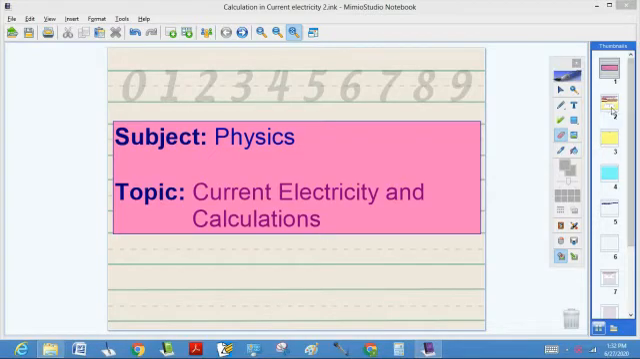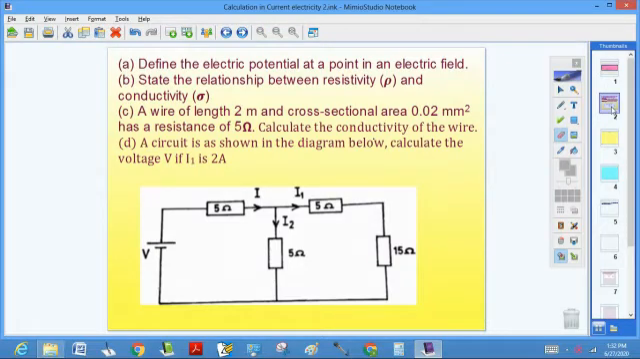Moving ahead, we have a question to illustrate the objective of our lesson today, which says: A, define the electric potential at a point in an electric field. B, state the relationship between resistivity and conductivity. C, a wire of length 2 meters and cross-sectional area 0.02 millimeters square has a resistance of 5 ohms. Calculate the conductivity of the wire.